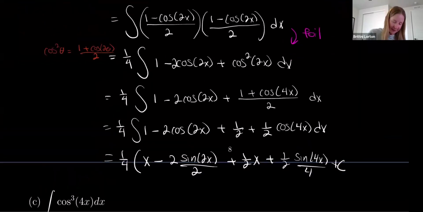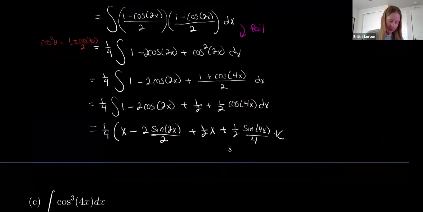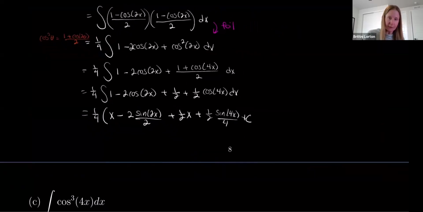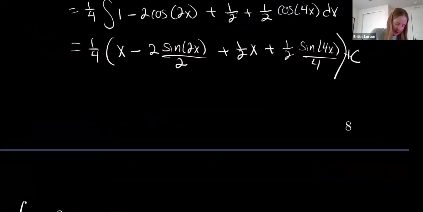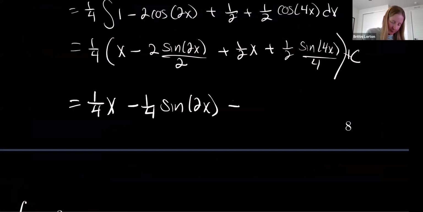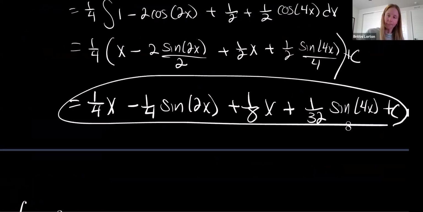I'm going to give you guys a second to catch up. I know that's kind of a lot, but obviously feel free to pause at any point. I'm just going to simplify and give myself some space so I can write out the final answer there. So then this became 1/4 x minus 1/4 sine of 2x plus 1/8 x plus 1 over 32 sine of 4x plus c. Ta-da. Okay, let's do some more.